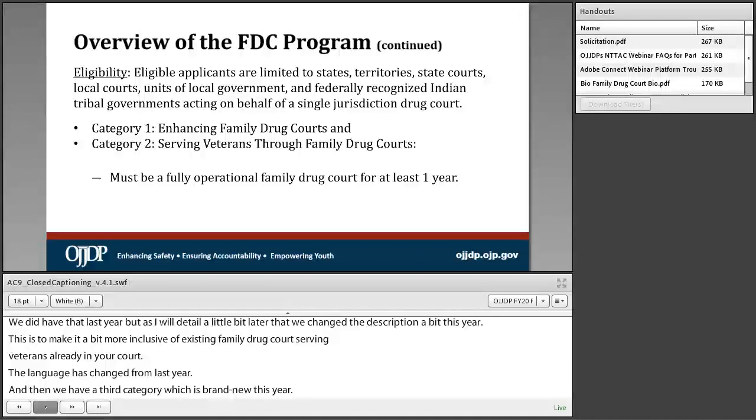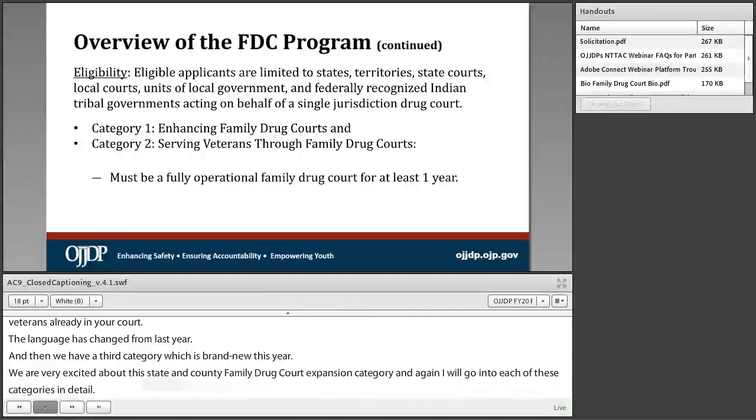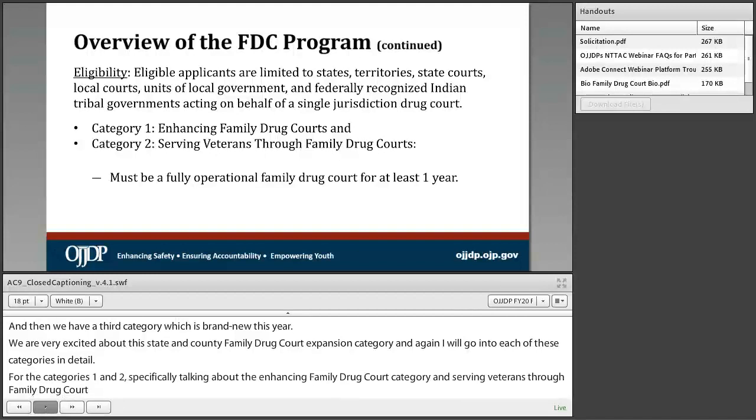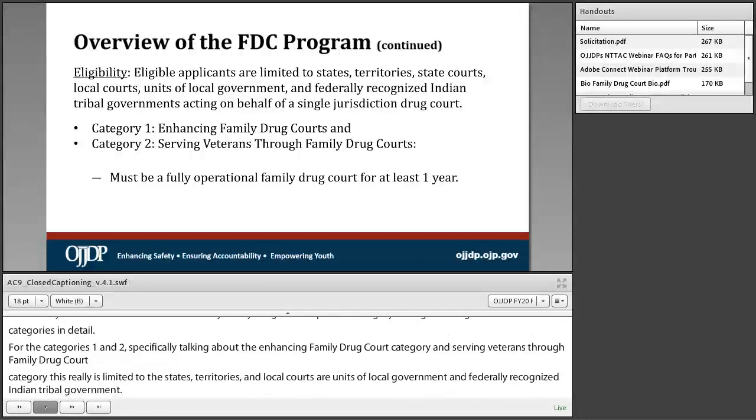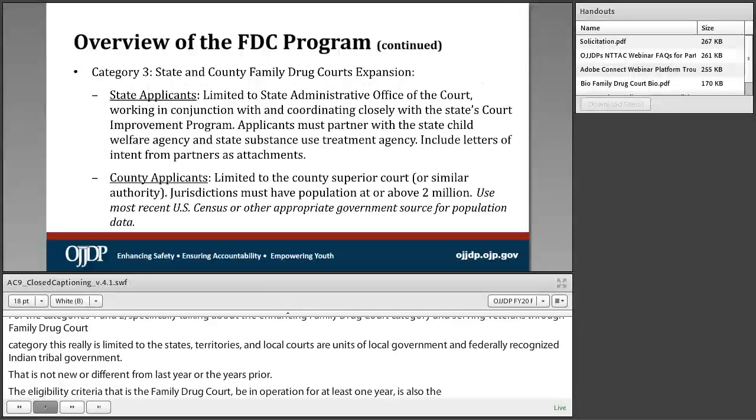So for categories 1 and 2, just specifically talking about the enhancing family drug courts category and the serving veterans through family drug courts category, this really is limited to states, territories, state courts, and local courts, or units of local government and federally recognized Indian tribal governments. That's not new or different from last year or years prior. And the eligibility criteria that the family drug court be in operation for at least 1 year is also the same as previous years for the enhancing category, and it's also the same for the serving veterans through family drug courts category that was offered last year as well.